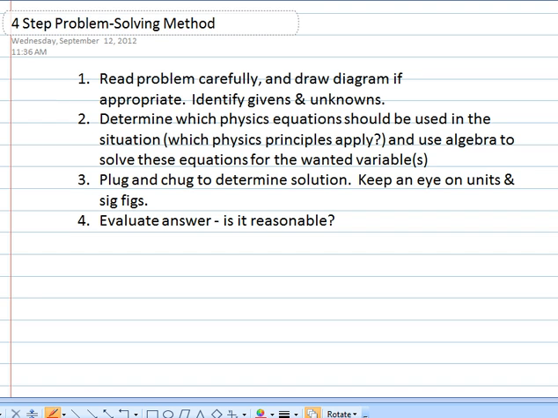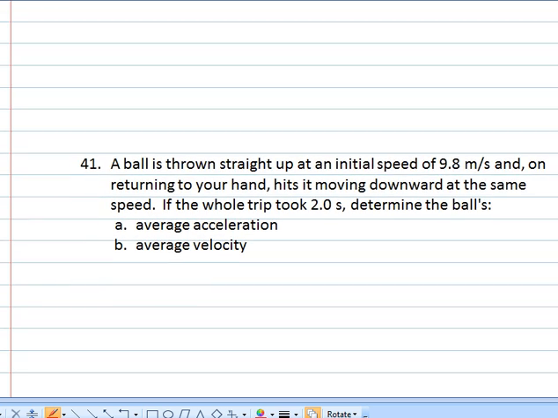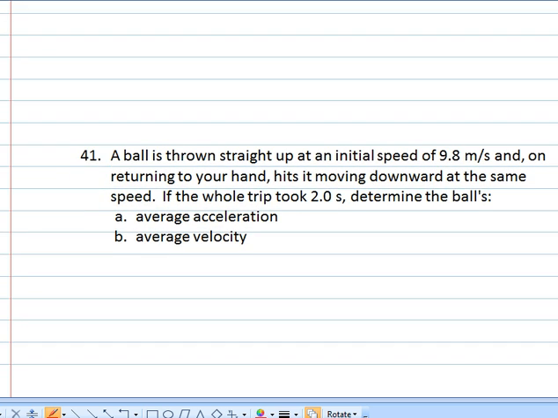Okay, so here we go. Here's an example. I think this is one of the homework problems. I'm not sure what set it's from. A ball is thrown straight up at an initial speed of 9.8 meters per second and, on returning to your hand, hits it moving downward at the same speed. If the whole trip took 2.0 seconds, determine the ball's average acceleration and average velocity.